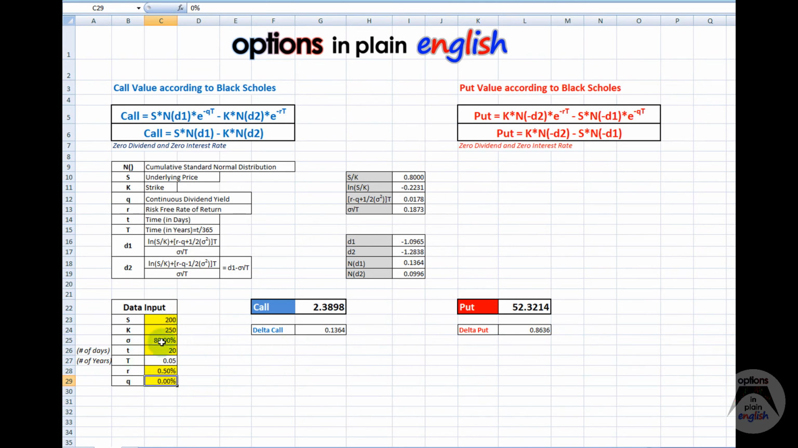Okay, and you can play around. What if a stock is trading at $10 and the strike price is $12? With an implied volatility of 80%, what if the implied volatility is 10%? Okay, the call is basically worthless, and the put is basically worth just the intrinsic value. So you can play around with these numbers.